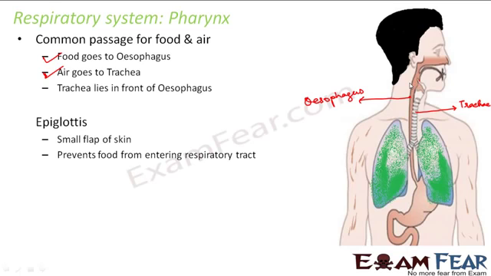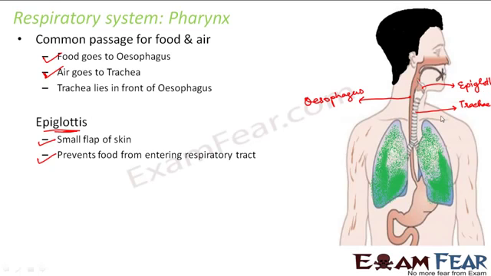Now how is it that food does not enter into the trachea? I mean, how is it controlled actually? How does the pharynx control that food does not enter into the trachea? For that, there is a small structure called the epiglottis. What is the epiglottis? Here you can see a small structure in red. This is the epiglottis, which is a small flap of skin, and it prevents the food from entering the respiratory tract.